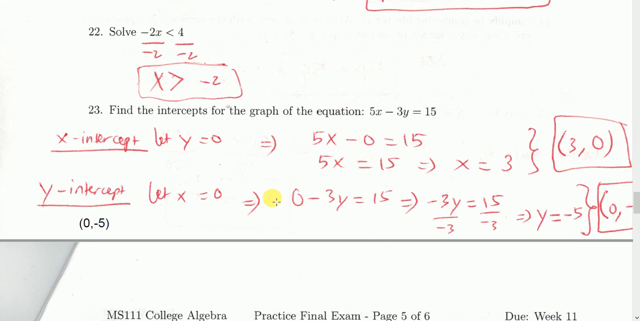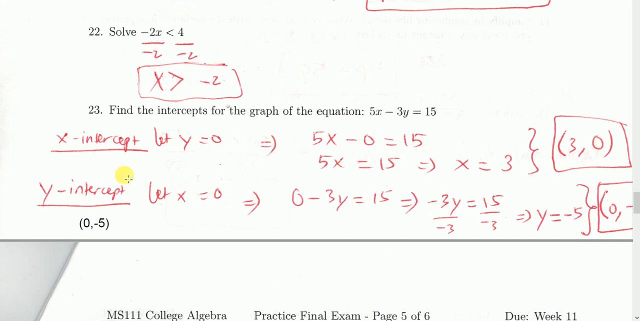Now, x-intercept, we let y equal 0. We solve for x. Then plug y equal to 0 into this equation. 5x minus 0, because y now is 0, equal to 15. Or 5x equal to 15. Then divide both sides by 5. So x is 3. Now 3 is x, 0 is y. So 3 comma 0 is your x-intercept.